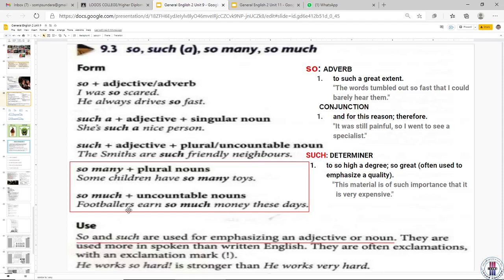All right. So and such are used for emphasizing an adjective or noun. They are used more in spoken than written English. So we use so and such for emphasis, for emphasizing an adjective or noun. And remember that so can act as an adverb and an adjective, whereas such has to be followed by an adjective and a noun.